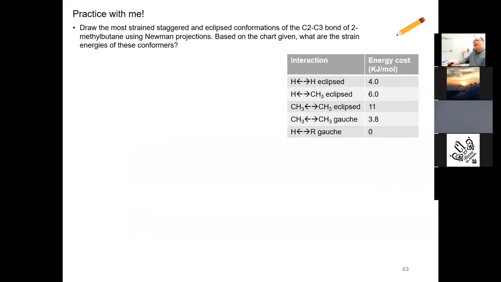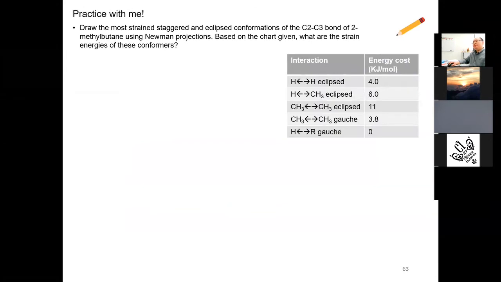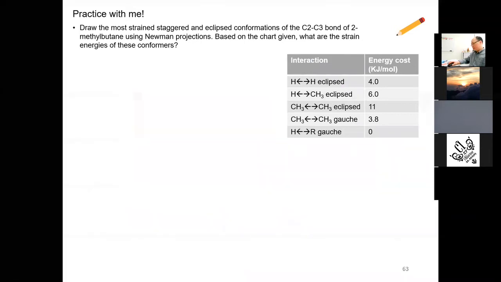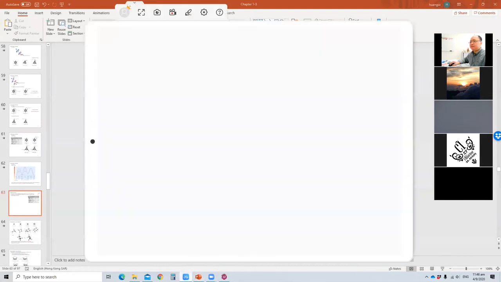So I already showed you how to calculate the energy level with the butane system. Now we can have some practice with more complex systems, like the two-methyl butane system. This time I will show you how to do that, but you need to practice after the class. Okay, let me show you.